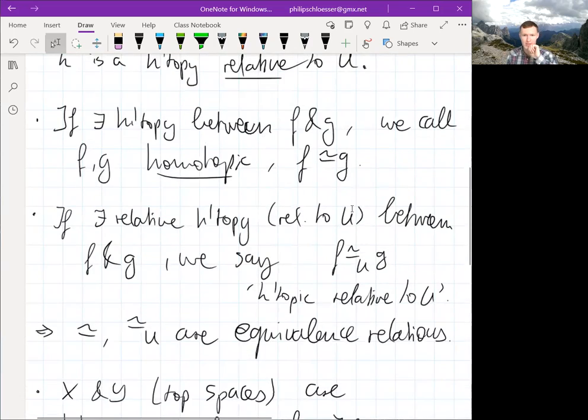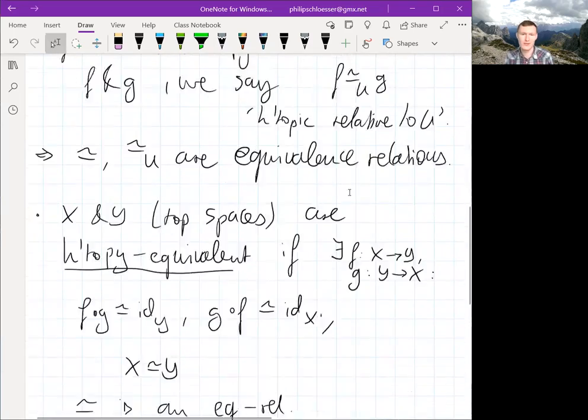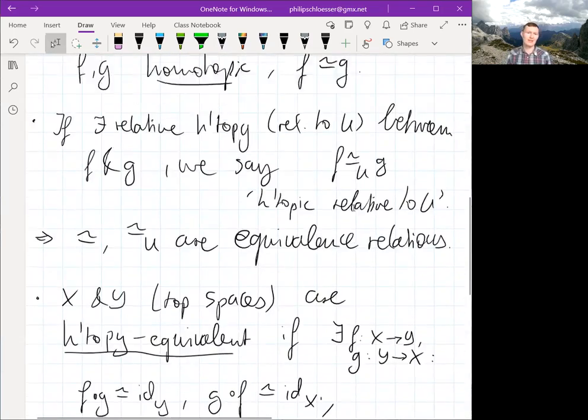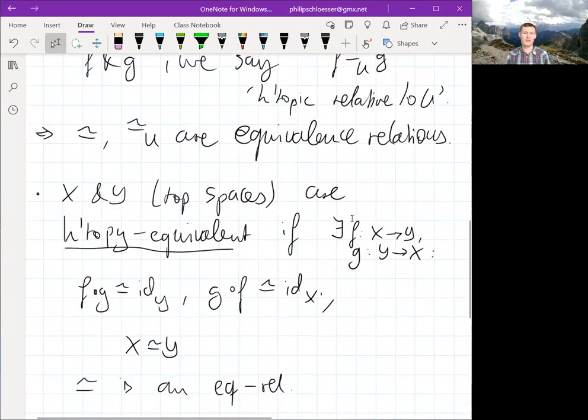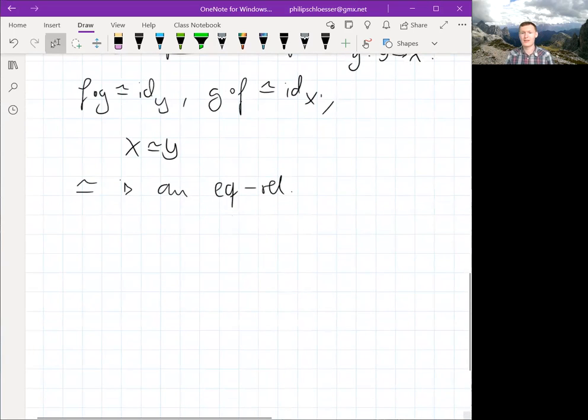So I guess the intuition behind homotopy is that you have two maps, and if you can continuously deform one map into the other, then they are homotopic. And for homotopy equivalence, you have two maps and then you have their composition. And if you can continuously deform that composition into the identity, you are homotopy equivalent.